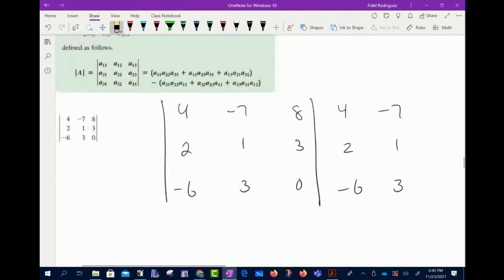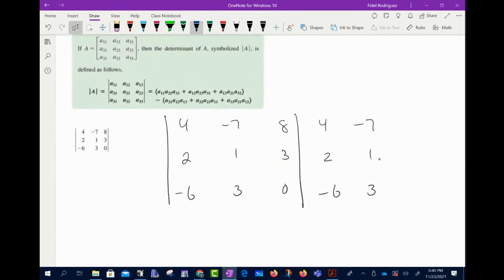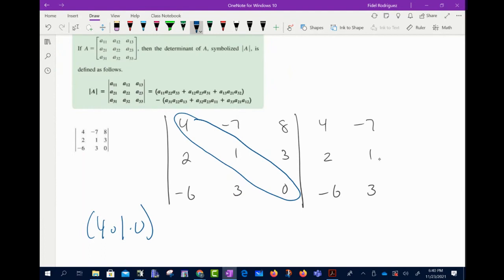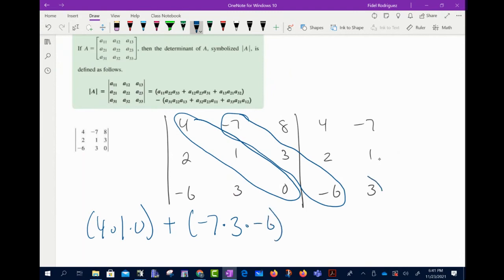Just like the way we were doing before, we were going along the main diagonal. I'm going to go along the diagonals here. So look, this is going to be my first diagonal. I'm going to write this out: 4 times 1 times 0. Okay, and then we're going to add, and I'm going to do the next diagonal: negative 7 times 3 times negative 6. And then the next diagonal: plus 8 times 2 times 3. So again, if you notice, I'm just going along the diagonals.